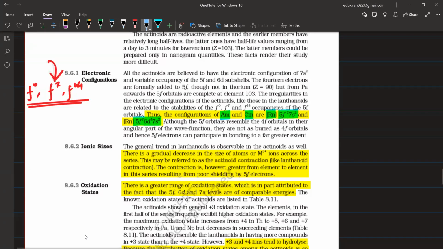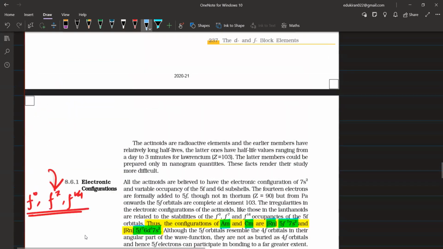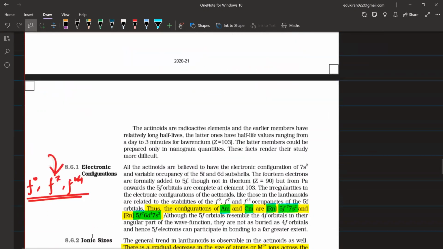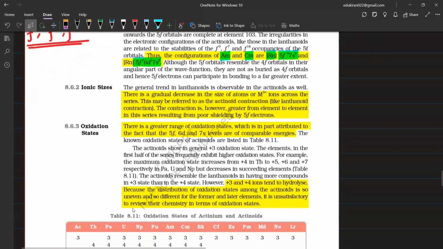Now since it is given separately in the NCERT text, that is why this becomes important. Which ones are these? These are americium and curium. This is also 5f7, curium is also 5f7. Now, moving on to the oxidation state.